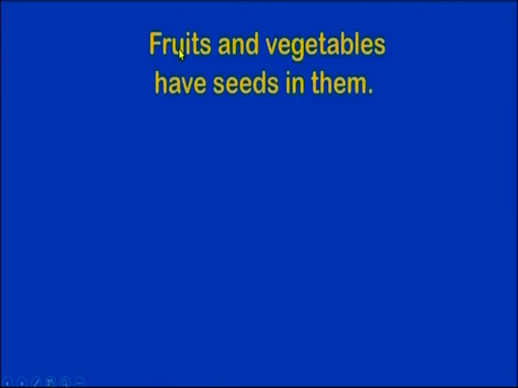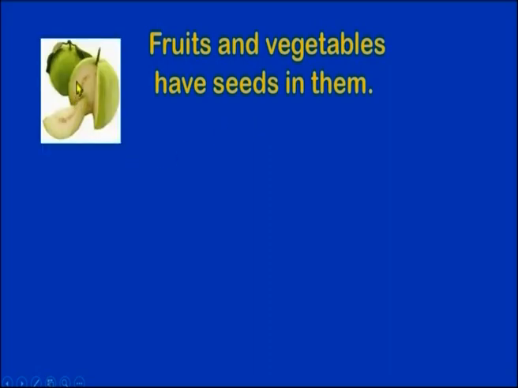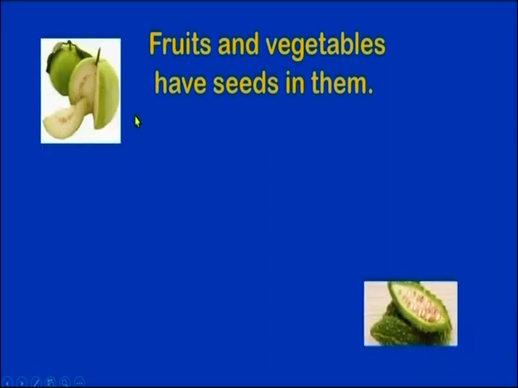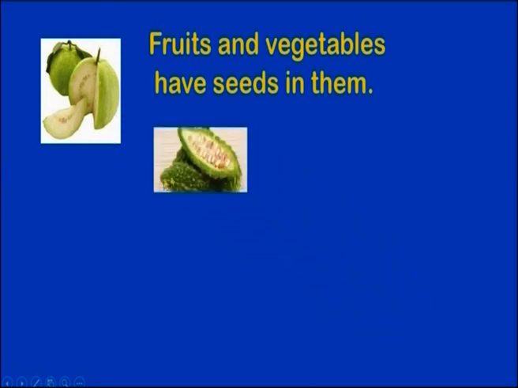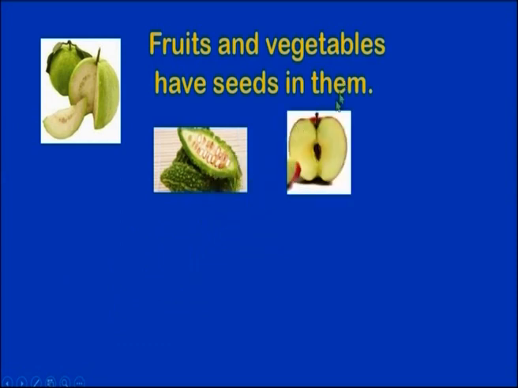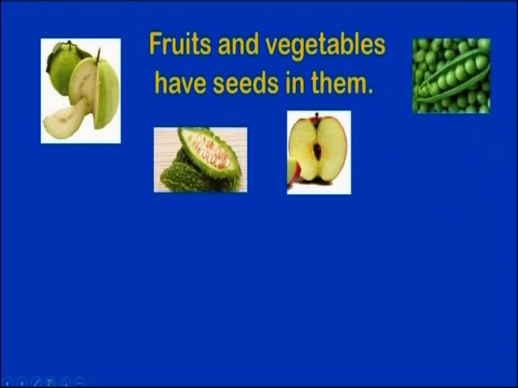Let us learn about the fruits and vegetables which have seeds in them. See this, children? The guava is having seeds in it, isn't it? Here the bitter gourd, it is having seeds in it. Apple is having a seed in it. Few seeds it has. And you find the peas also having seeds in them.